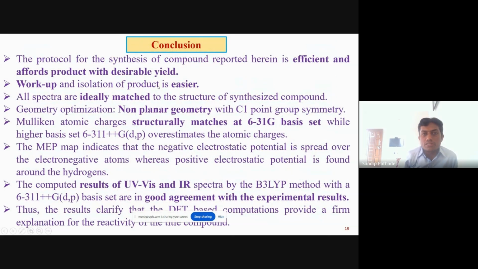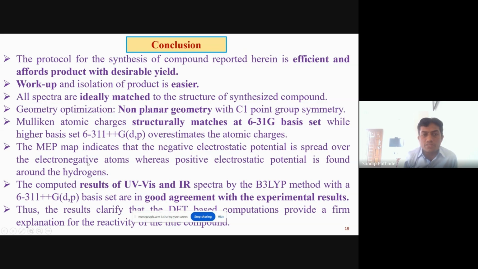Conclusion: the protocol for the synthesis of the compound reported here is efficient and affords the product with desirable yields. Also, the workup for the isolation of the product is easier. Also, there is no need for column chromatography purification of the synthesized compound. All the spectra of the compound ideally match with the structure of the synthesized compound. Geometry optimization by DFT clearly shows that this molecule has a non-planar geometry with C1 point group symmetry. The Mulliken atomic charges investigation shows that the charges structurally match at the 6-31G basis set, while at the higher basis set, that is 6-311++G(d,p), these charges are overestimated.